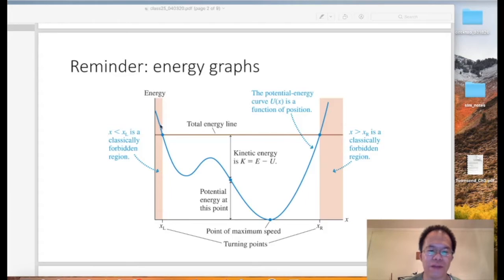So again, these are graphs of the energy of a system. Here we're looking at potential energy in blue as a function of position. The total energy is constant, because the system is assumed to be isolated. And then the kinetic energy is the difference between the total energy and the potential energy. The particle classically can't go to where the kinetic energy would end up being negative. So while we didn't call it that yesterday, such regions are known as classically forbidden regions.